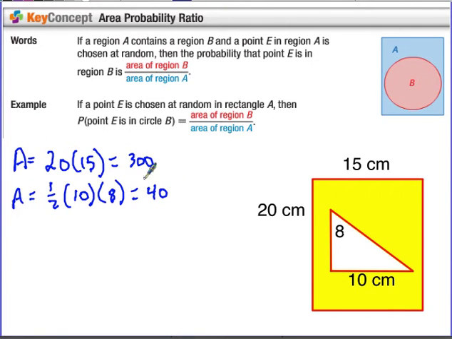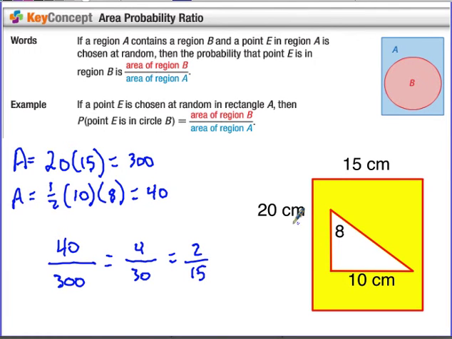So what do I do with these two numbers? What order? Triangle area over the rectangle area. So 40 over 300. Simplify it. So that'd be 4 over 30, which would be 2 over 15. You have a 2 in 15 chance of getting inside the triangle.